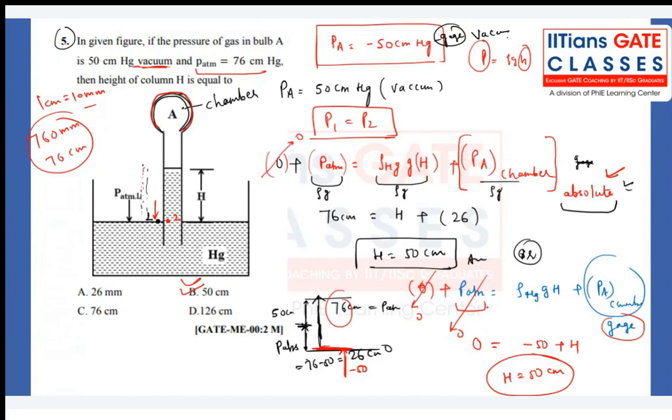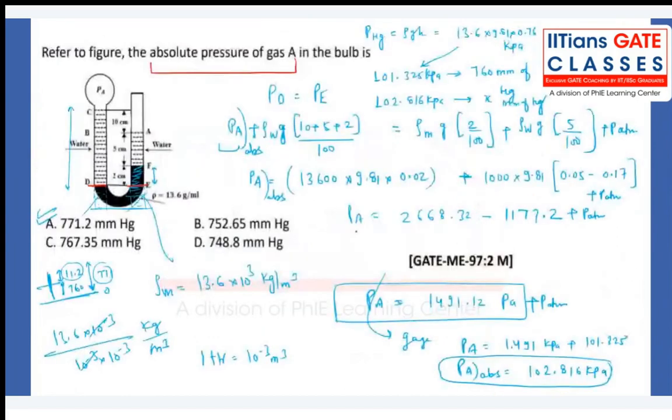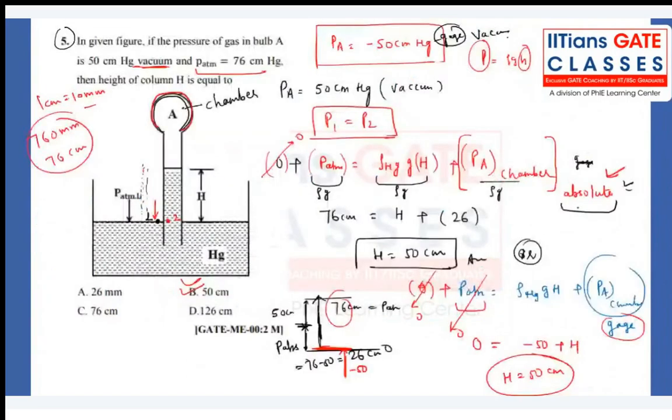First method I told you, right? Absolute pressure, see guys, whether we are adding PATM or not. You only tell me: if I want to measure absolute pressure, whether we are adding PATM or not. We are adding. Then you only tell me, if I want to measure gauge pressure, why should I add PATM to the other term?